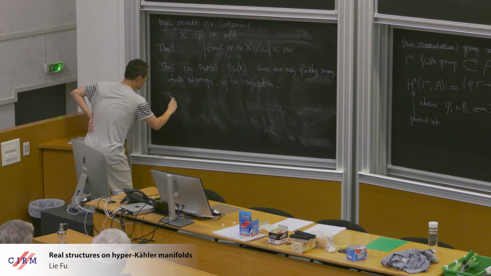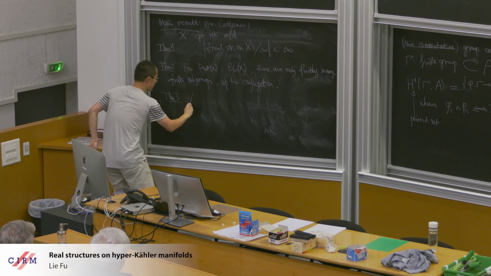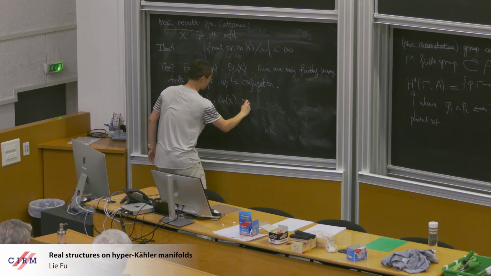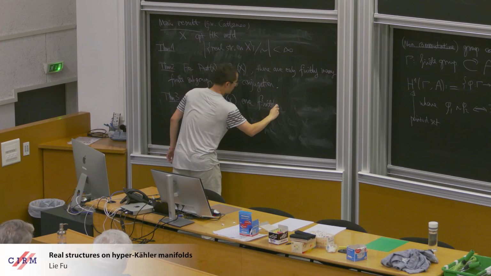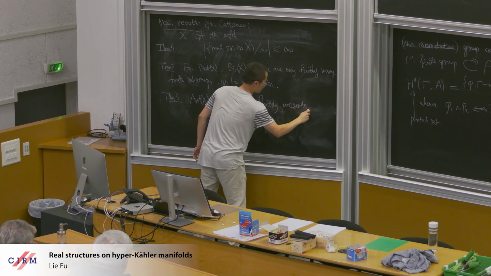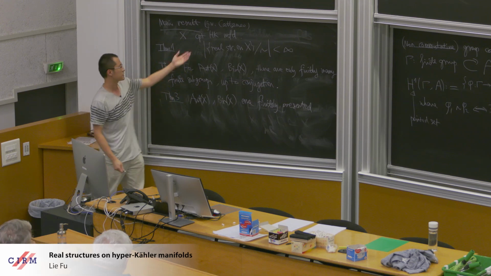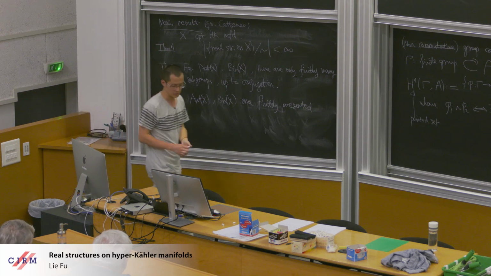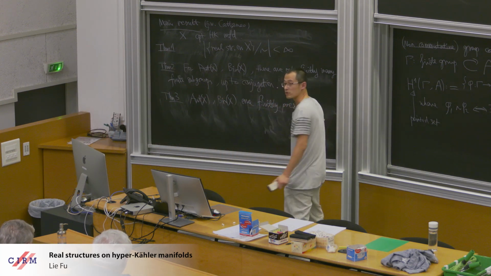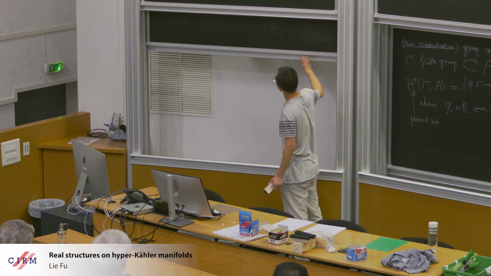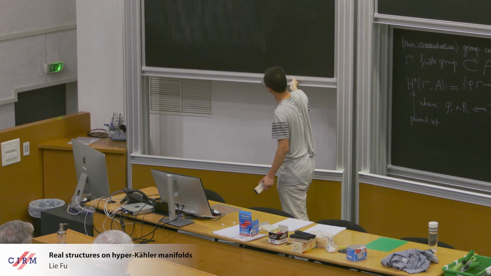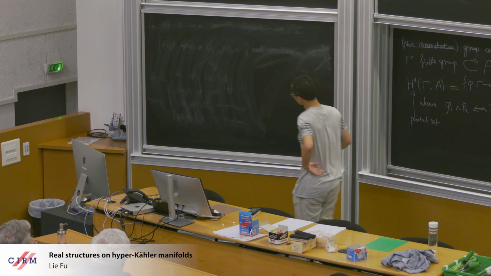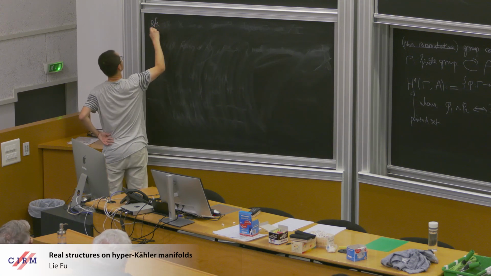Theorem 3 is that these groups are finitely generated or even finitely presented. Okay, so we were originally interested in real structures and finiteness, but somehow we quickly realized that it's really a property about the group. Okay, let me give you some remarks before giving ideas of the proof.